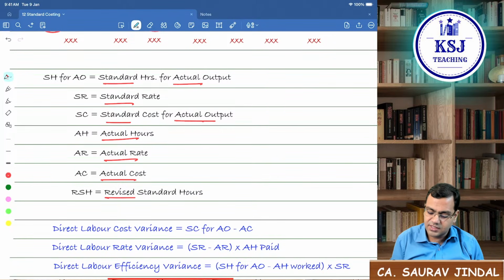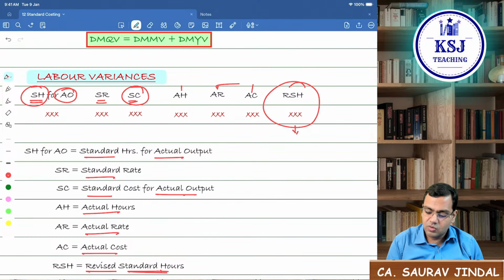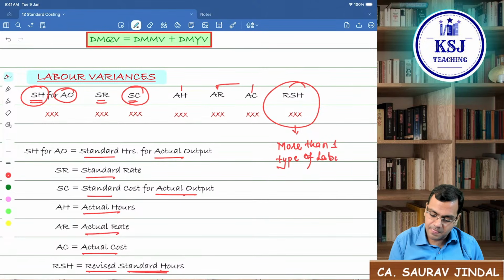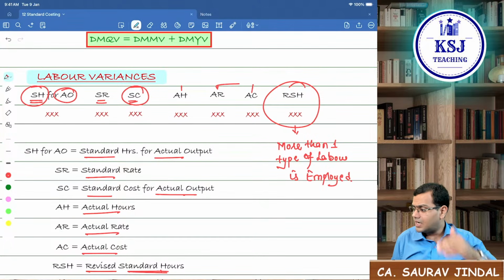And revised standard hours. Now this revised standard hours we will take only if there is more than one type of labor employed. Right? Like we have skilled labor, semi-skilled labor, unskilled labor. So if we have more than one type of labor employed, in that case we will have the revised standard hours.